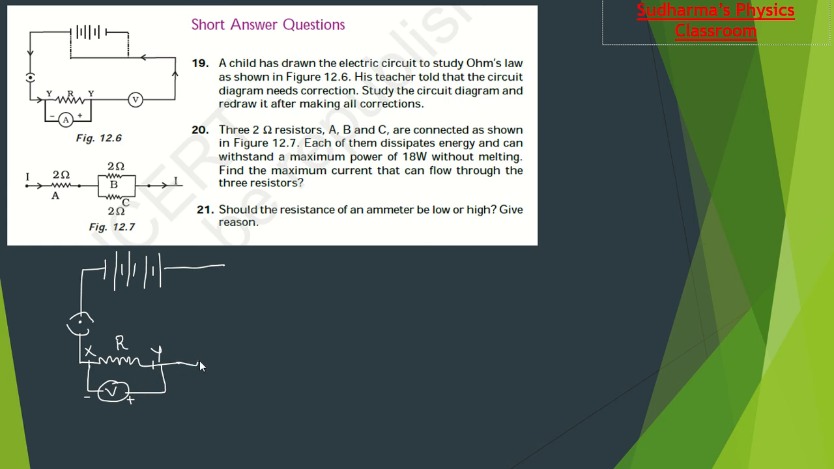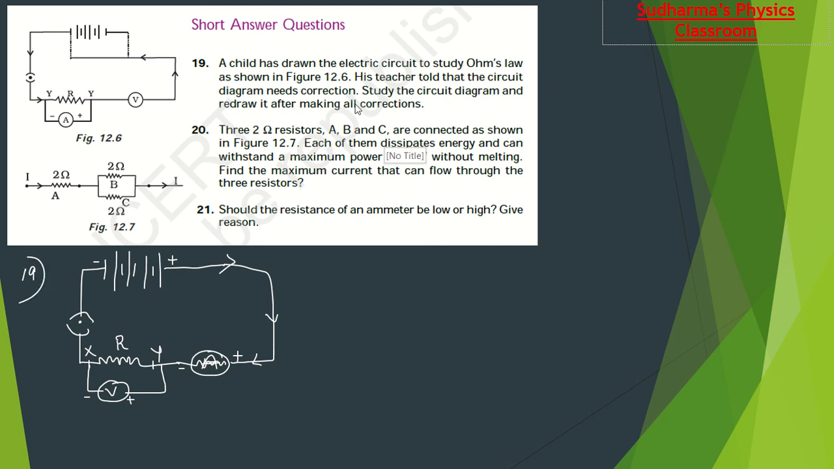Now, the ammeter has to be connected in series. This is our ammeter. So the ammeter comes in series, and here we have the positive of the ammeter and here we have the negative of the ammeter. As per this diagram I have drawn, we know that the direction of current is from positive to negative, right? So this is the way we have to mark the direction of current. Now the diagram is perfect. So this is the answer for question 19.